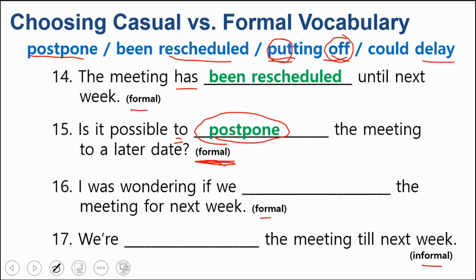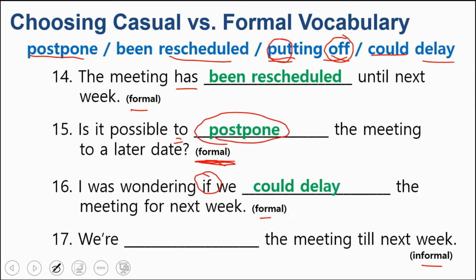Okay, good. Number 16, I was wondering if we, and then blank, the meeting for next week. I was wondering if we could, right? Those words go together. So I was wondering if we could delay the meeting for next week. And again, sorry to keep repeating, but you could obviously do this.